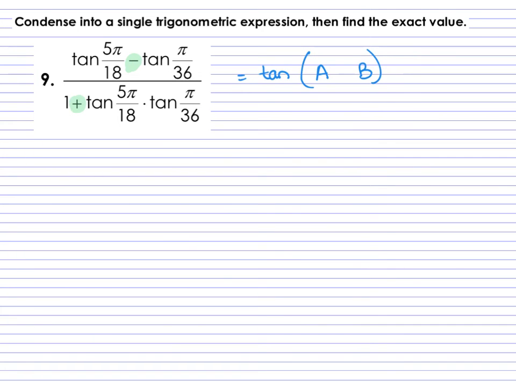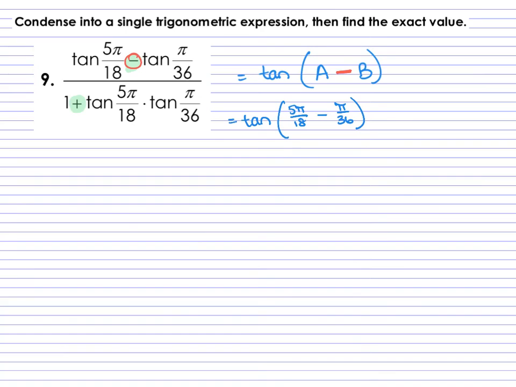So when we go back to the formula itself, when we have a minus sign or subtraction in the numerator, that means we're going to be doing the tangent of A minus B. So that follows suit. That's the way to remember it. If this is A minus B, that means the minus is going to be in the numerator. So now we just have to plug that in. So we've got the tangent of, our A value is 5 pi over 18 minus pi over 36.